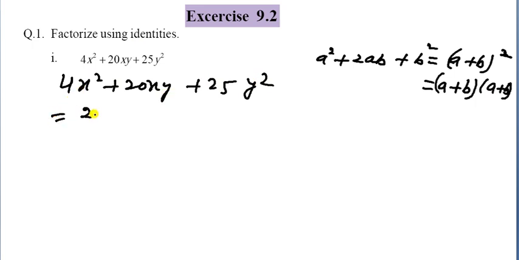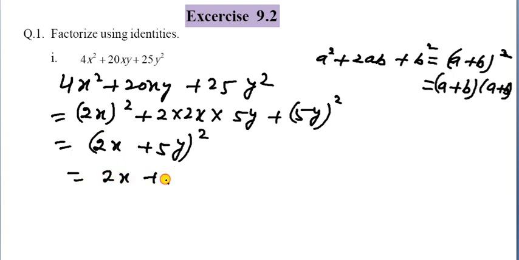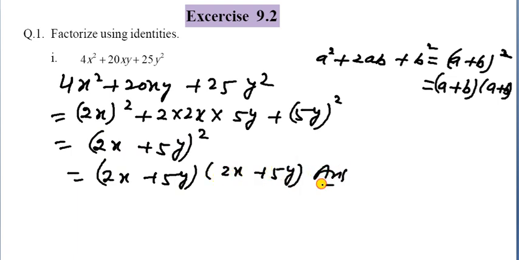So first of all it becomes (2x) whole square, plus 2 into 2x into 5y, and plus (5y) whole square. So it is the perfect square, so you have to write (2x + 5y) whole square like this, and you can write it as 2 times, so (2x + 5y), and once again (2x + 5y). So that one is your answer.